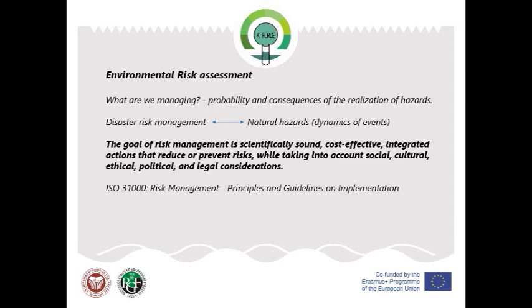At the end of the process, one question always arises: what are we managing, or what can we manage at all? These are the probability and consequences of the realization of a hazard. Disaster risk management is closely related to natural hazards and the dynamics of catastrophic events. Some events take place very quickly, like earthquakes and explosions, while others last for a longer period of time and leave more time to manage. This will greatly determine the methods and possibilities for risk management.